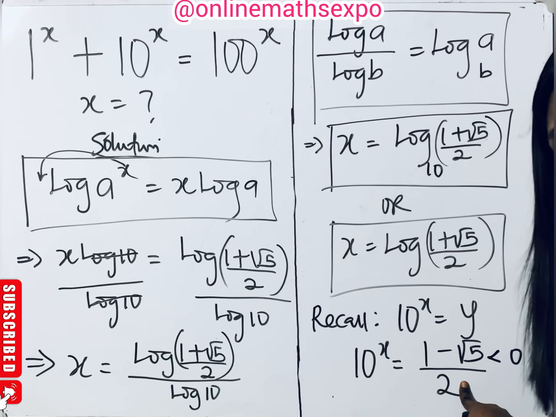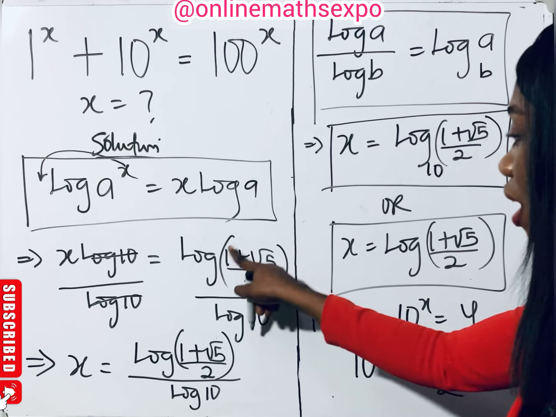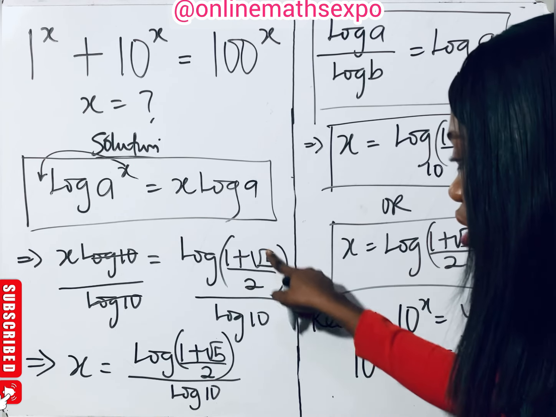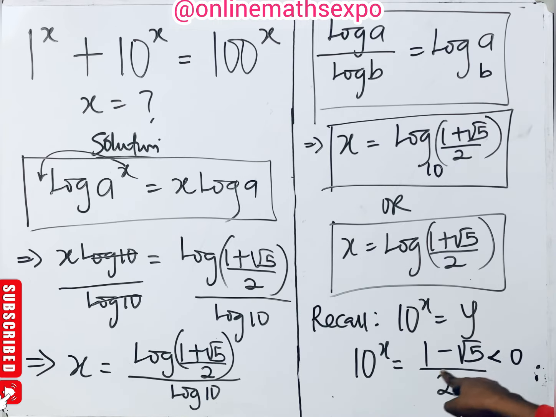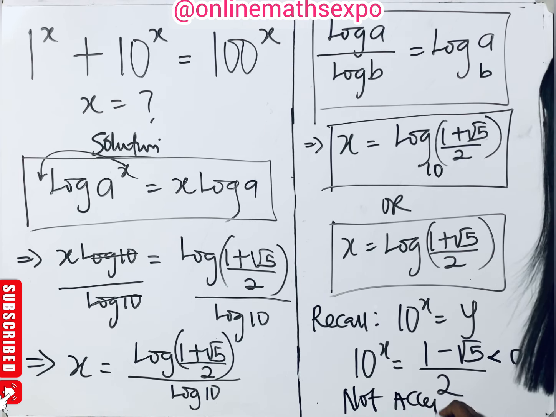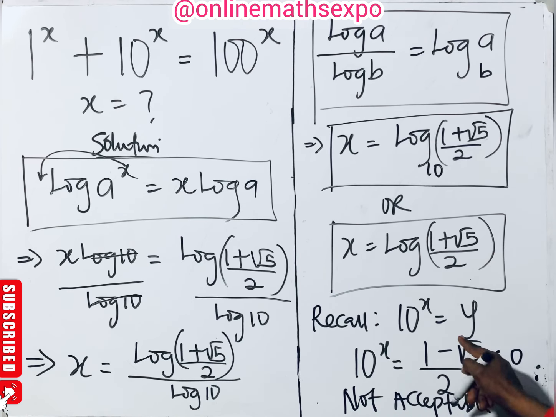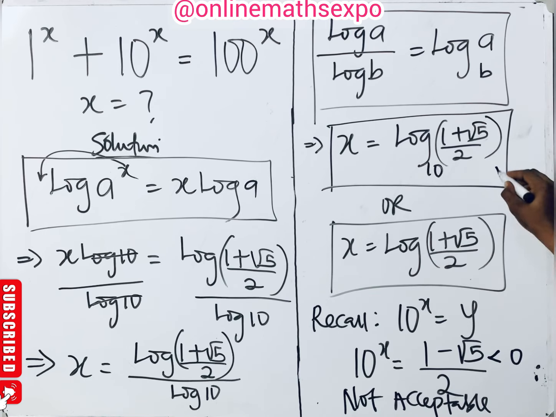I hope this is clear. So in that case, we are not accepting this value. We accepted the other value because it gives us a positive when you simplify. I hope this is clear. So we are concluding that this value of y is not acceptable. Okay, so we are not accepting this value of y. And what it means is that the real value of x for this question is this.